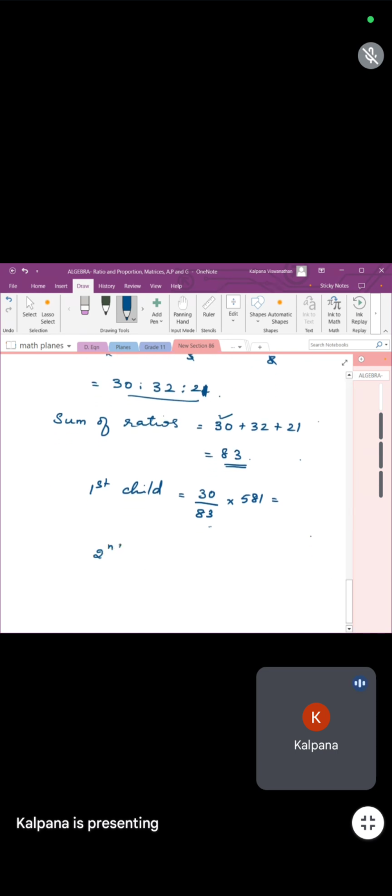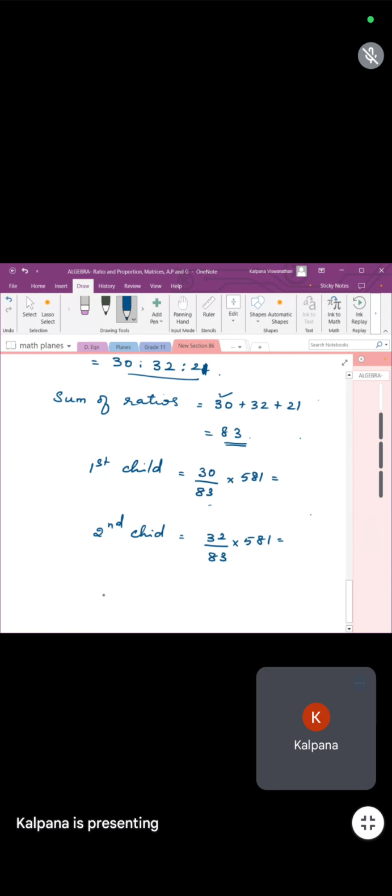The same way, the second child. 32 parts out of 83 go to him. Therefore, in 581 rupees, how much amount will go to him? And for the third child, 21 by 83 into 581.